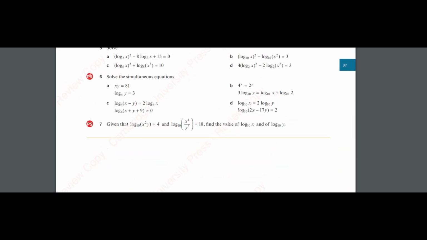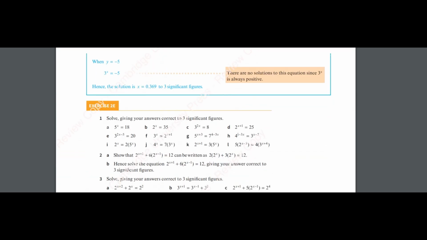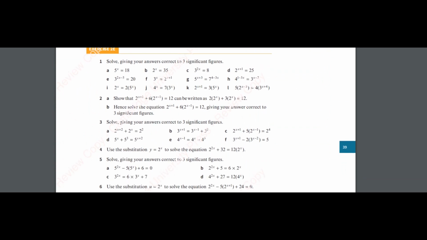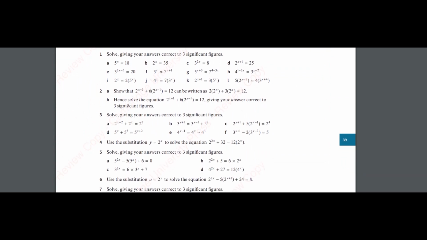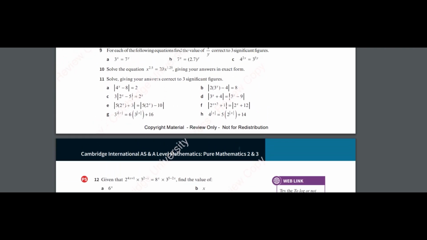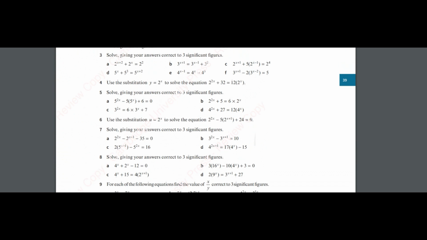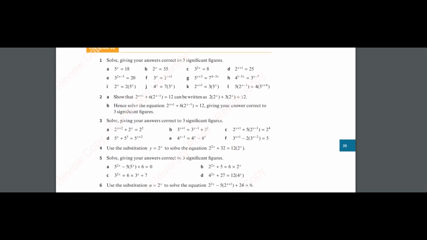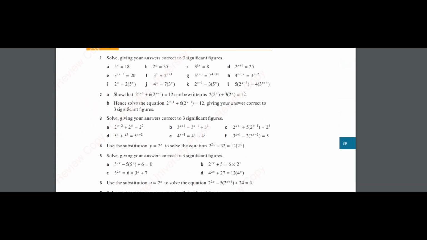Today, let's check how to solve exponential equations. At the end of today's class, you should be able to do exercise 2E. All these questions you see here, till 13, you should be able to solve them. This is the A2 part of the skill. You should be able to solve any of these questions.